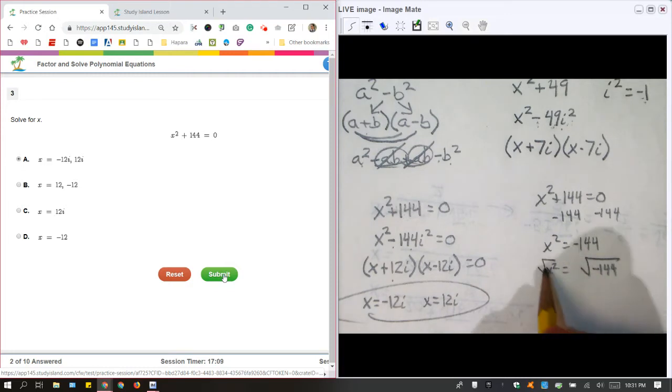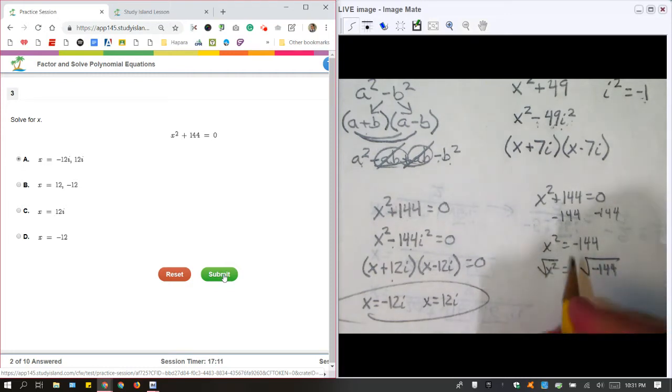And again, if you haven't seen problems like this, make sure you go back and ask me for my complex number video. But you want to make sure you say it's the positive or negative version of the square root of negative 144. Whenever you take the square root in an equation like this, you must include the positive or negative version of your square root. The square root of x squared is x, and that is equal to positive or negative square root of 144 times the square root of negative 1.